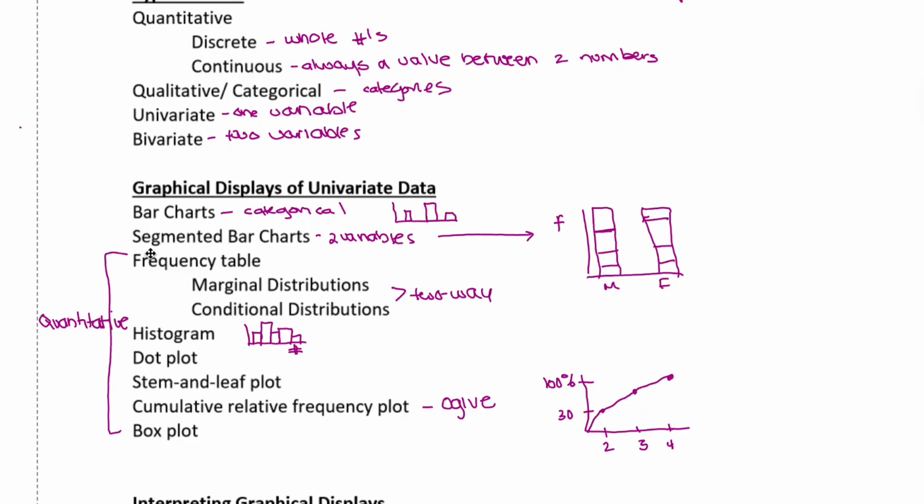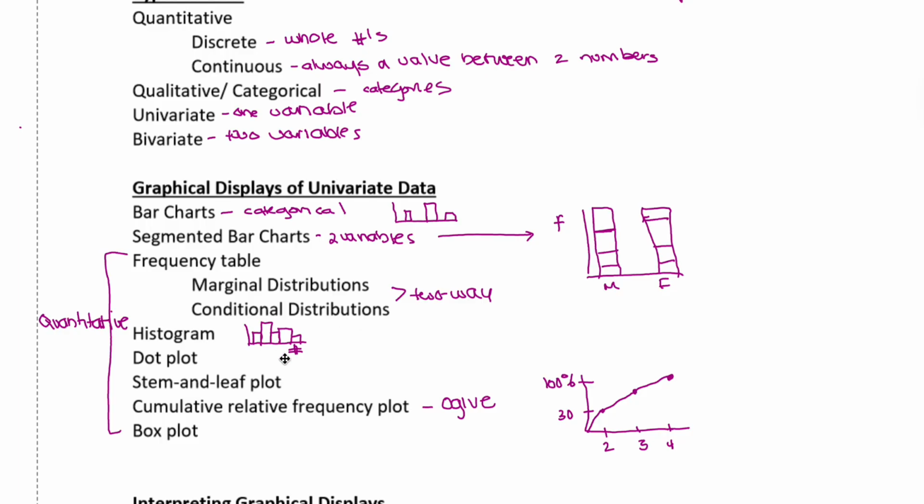Segmented bar charts are basically for two variables, so it still looks like a bar chart, but instead of each bar only representing one category of a variable, both the x and y axes have variables. So one bar mainly contains two variables. And the frequency table, basically we have two-way tables, so it has marginal distributions and conditional distributions.